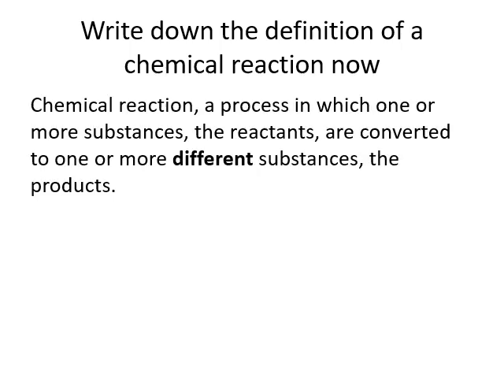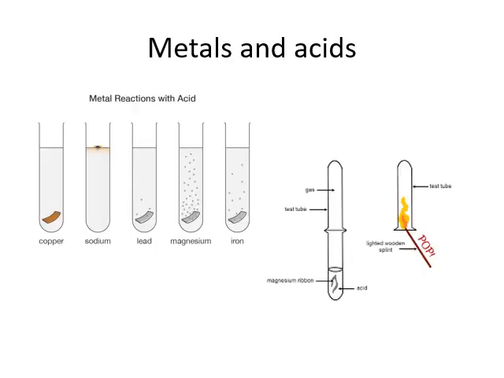Okay, so hopefully you've written down a definition of a chemical reaction. You can check it now against this one. So a chemical reaction is a process in which one or more substances, the reactants, are converted into one or more different substances, the products. So the key here is that the reactants, the chemicals you start with, have changed.